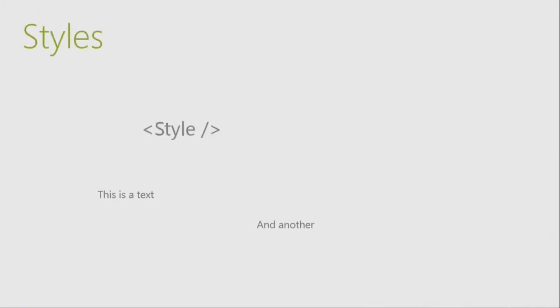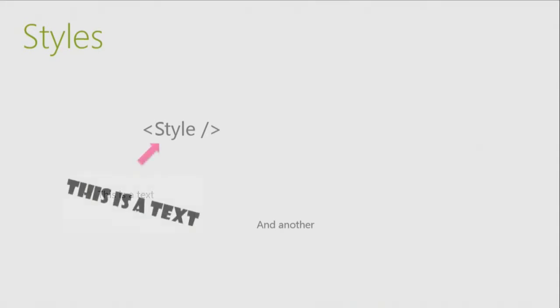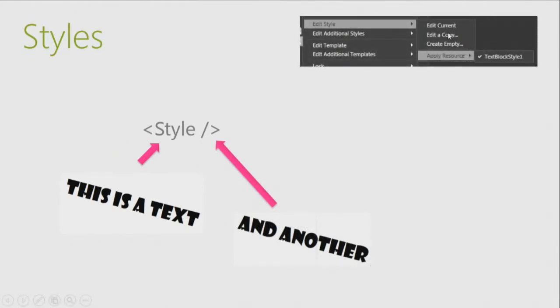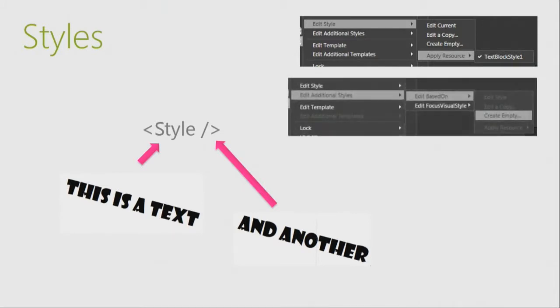Another example of style: I define a style element. I define a set of properties to modify this text. I can use this style in other places in my application. Here we have the Blend experience. If I right-click on this text block, edit style, I can go to apply resource, and then I see all the styles which are suitable for this text block. When you define a style, you have to say which type you want to target so that the parser knows.